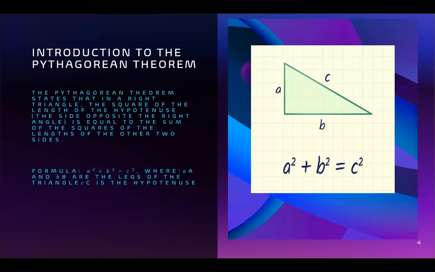So here's our introduction. As a class, we'll go over this assignment, and then the students are going to be asked to use Google Docs to collaborate in understanding the Pythagorean theorem. The Pythagorean theorem states that in a right triangle, the square of the length of the hypotenuse, which is the slanted side, is equal to the sum of the squares of the lengths of the other two sides. So the formula is a squared plus b squared equals c squared.